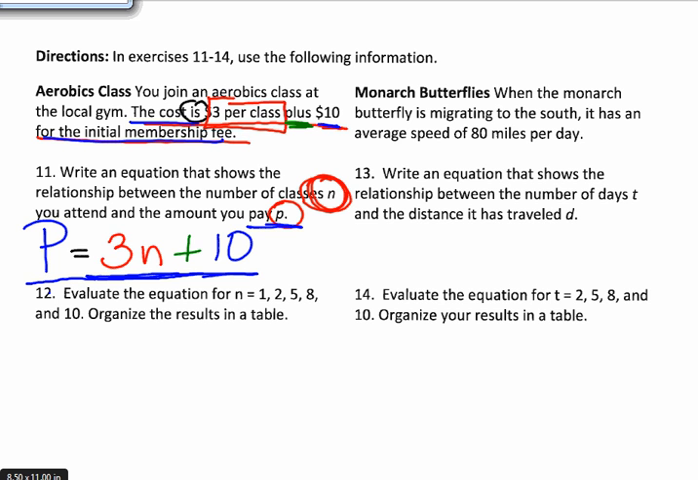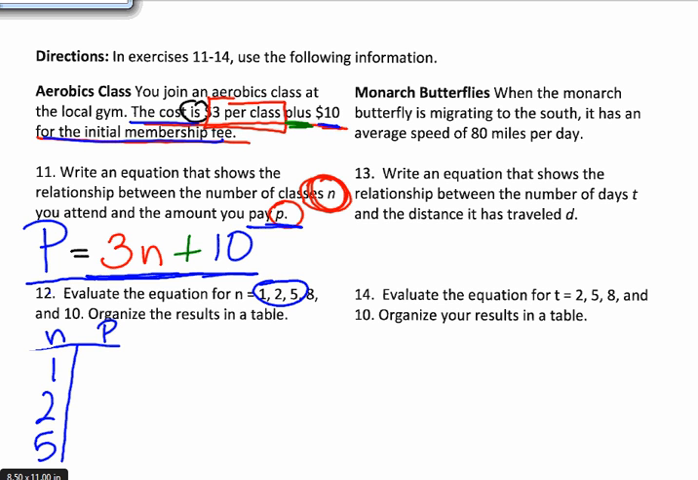Number 12 asks us to evaluate the equation for 1, 2, 5, 8, and 10, and it wants us to organize the results in a table. To save a little bit of time, we're just going to do 1, 2, and 5. That should give you enough idea on how to start this. For our table, you could put input and output, but I'm going to put N and P, not X and Y, because those are the letters they gave us. So we're going to use 1, 2, and 5.